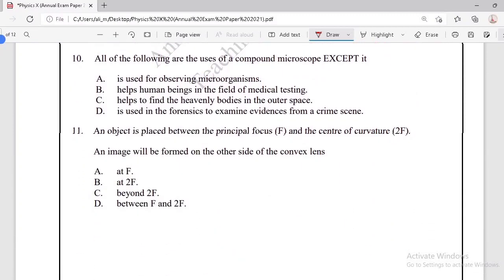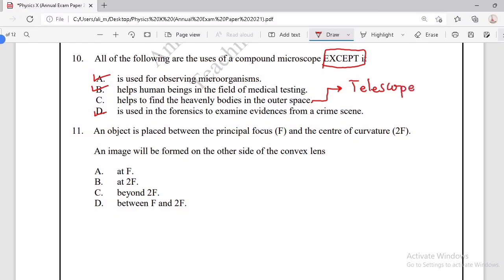Then we have question number 10. Which of the following are the uses of the compound microscope except for one? It is used for observing microorganisms, that is a use of a compound microscope. The compound microscope helps human beings in the field of medical testing. This is correct. It is used in forensics to examine evidence from a crime scene. This is a correct use of a compound microscope. And option C, that it helps to find heavenly bodies in outer space, is actually the use of a telescope. So the right answer for question number 10 is option C.